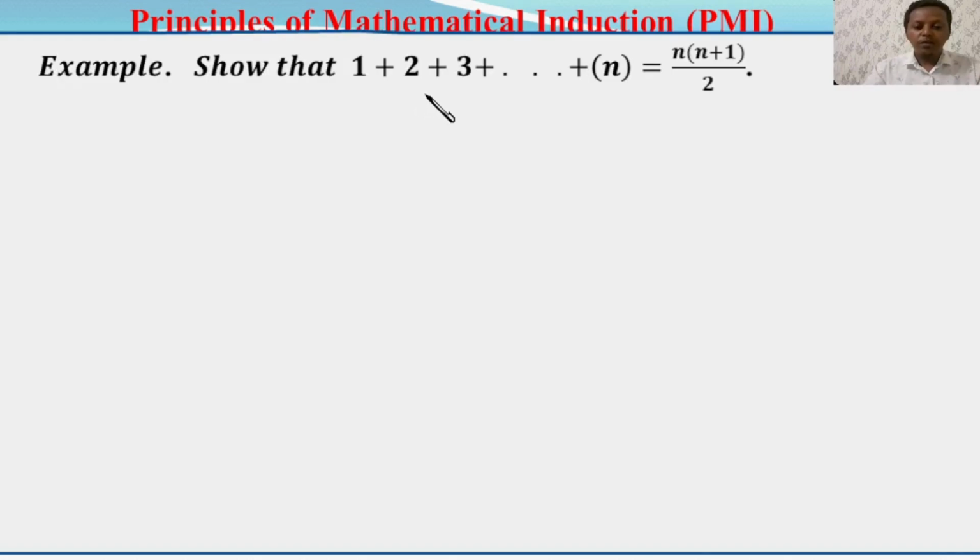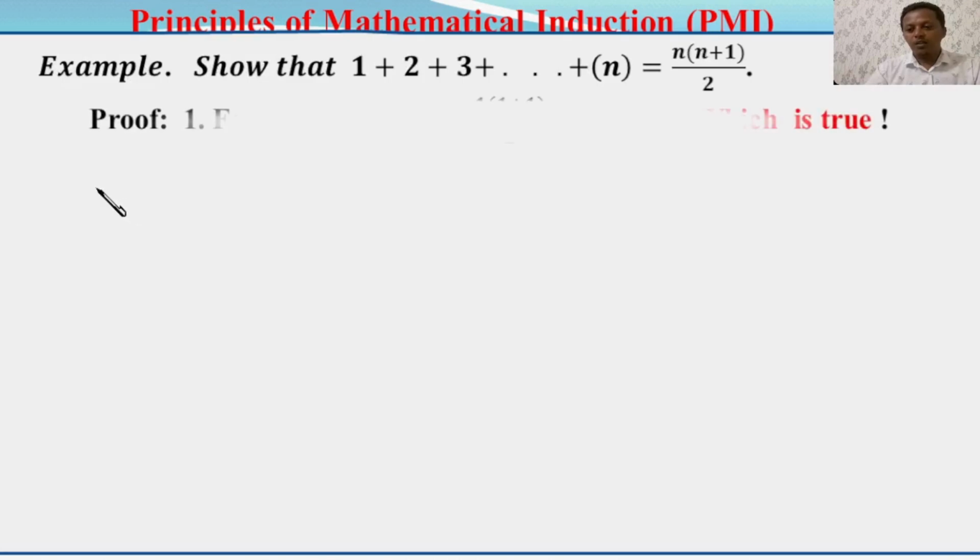When n is 3, the sum of the first 3 natural numbers, which is 3 times (3 plus 1), 3 times 4 over 2, which is what? 6. 1 plus 2 plus 3, that is also what? 6. So based on the principles of mathematical induction, we are going to prove this mathematical statement is true for every natural number.